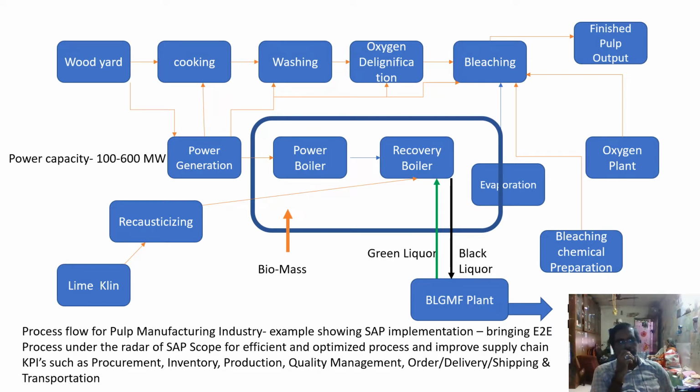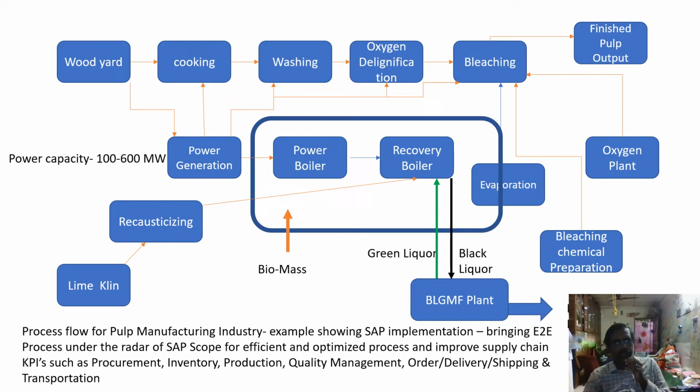And the remaining actual part of the wood will be sent to cooking. It is totally turned into a kind of paste, and for that it requires recasting and then lime clean to be added, right? With the wood, that makes a paste kind of thing, a semi solid material. Then that is washed, and then it is given oxygen delignification, and after doing that it is taken to the bleaching process and everything.